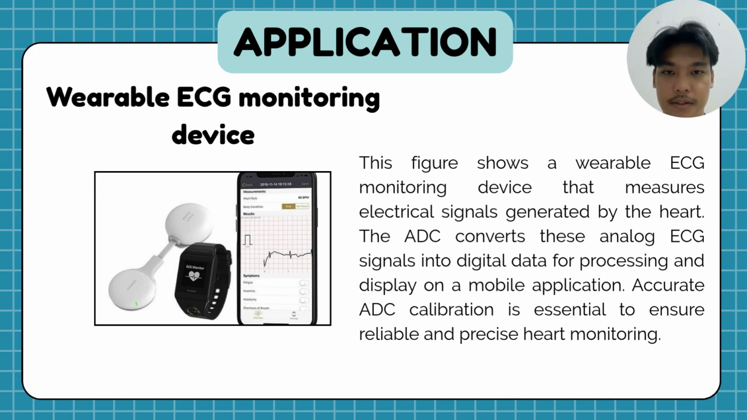This slide shows an application of interpolation in a wearable ECG monitoring device. The ECG sensor produces analog signals from the human heart, which are converted into digital data by the ADC. Therefore, accurate ADC calibration is important to ensure reliable measurement. Interpolation methods can be used to estimate the digital count at untested voltage values, improving the accuracy of the device.